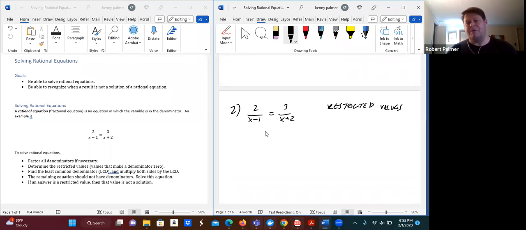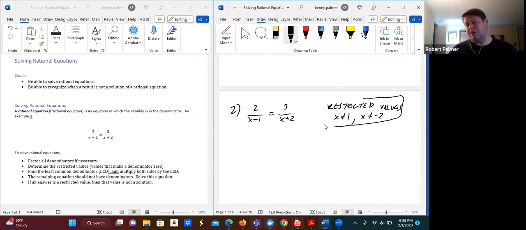Once again, we find the restricted values. Take a look at our denominators. They're already in factored form, so we don't have to worry about factoring them. For this one, if x is 1, that would make this denominator 0, so x can't be 1. And here, if x was negative 2, it would make this denominator 0, so x can't be negative 2.